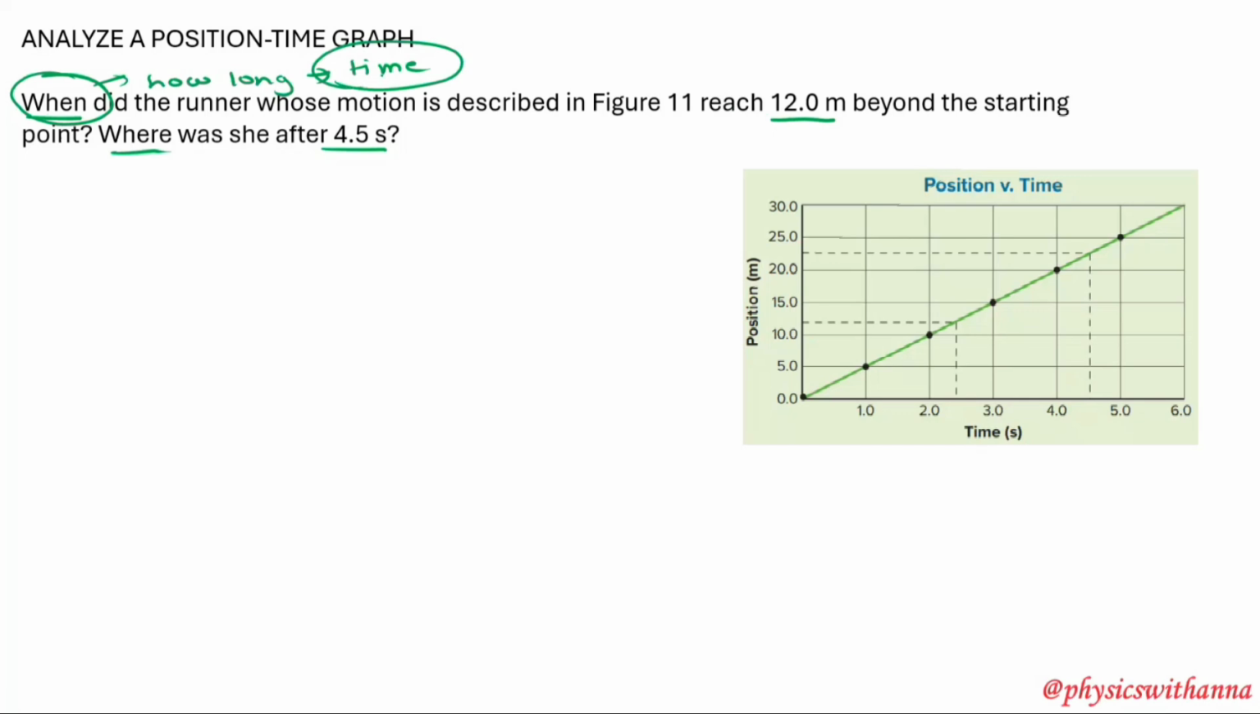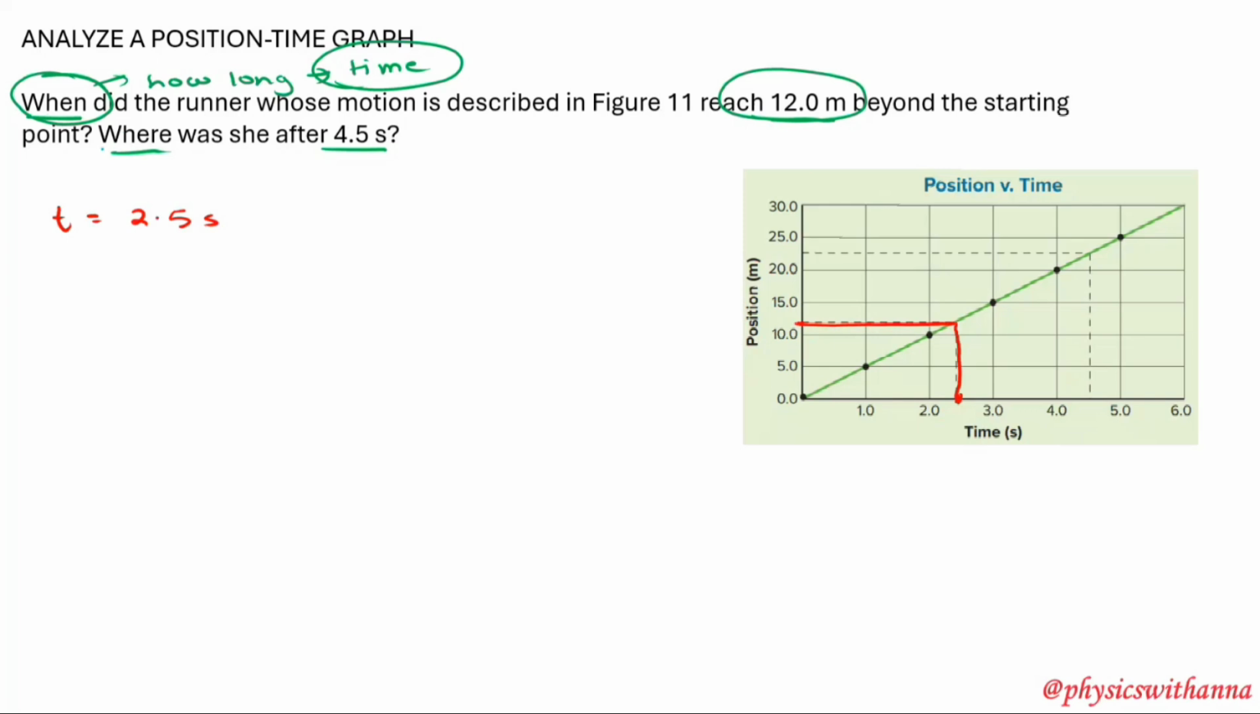In the first part, they want us to find the time at which the runner reached 12 meters. So we will find on the graph where 12 meters is. 12 meters is the value of position. Position is on the y-axis, so we locate 12 approximately over here, and then we go to the graph. Wherever we reach the graph, we find the time value there. This is the time at which we reached 12 meters. This point is exactly between 2 and 3, so it will be 2.5 seconds. So I can say we reached 12 meters at time t equals 2.5 seconds.